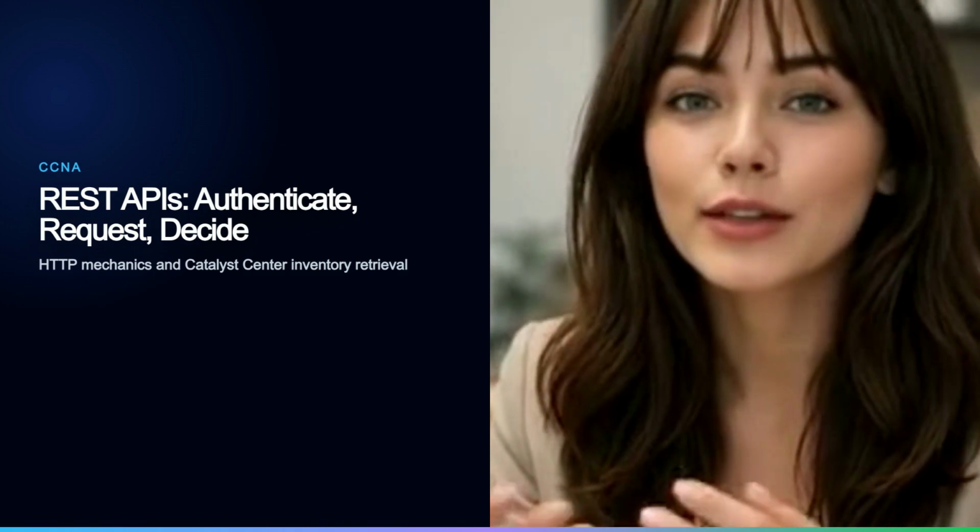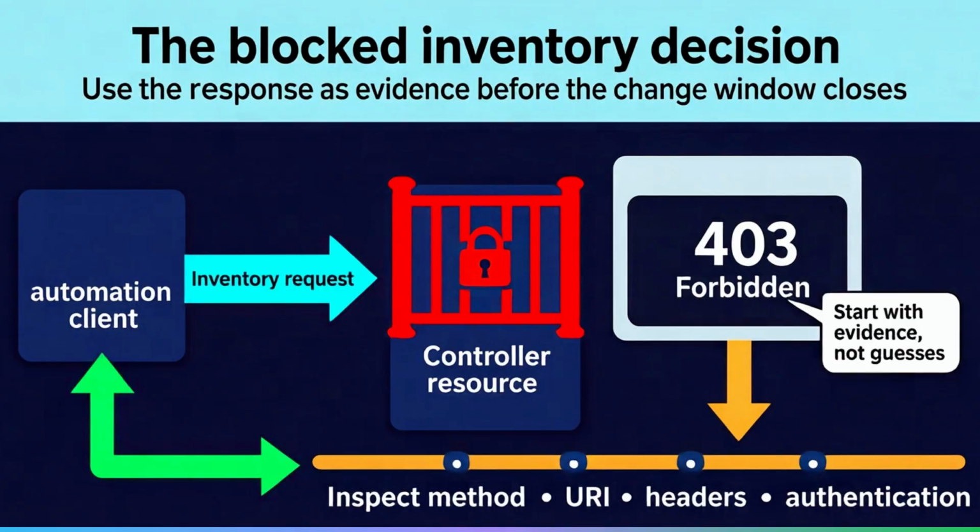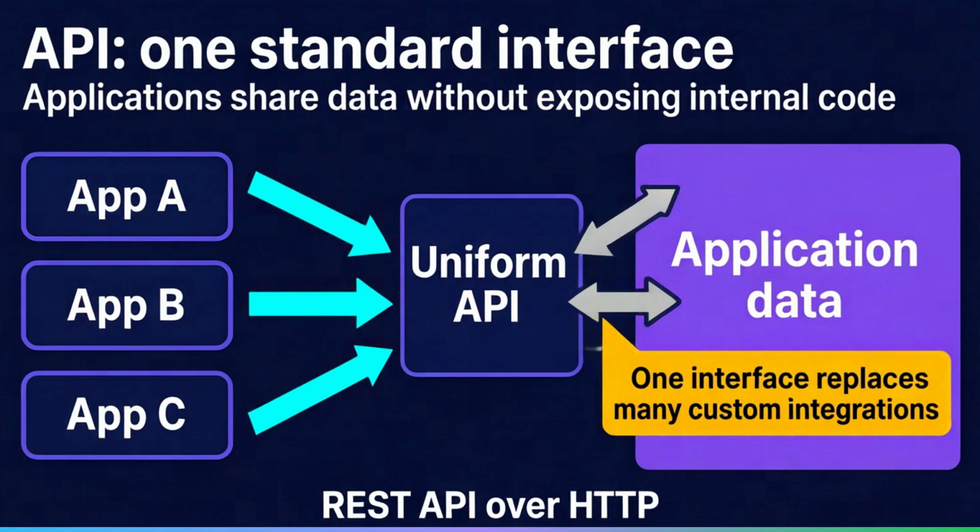Your inventory call failed. Now make the controller tell you exactly what to fix. A network engineer needs a controller's device list before a change window closes. The first request comes back blocked. Rather than guess, we use the response as a clue. Which resource did we ask for? What action did we request? And did the controller receive proof that we may ask?